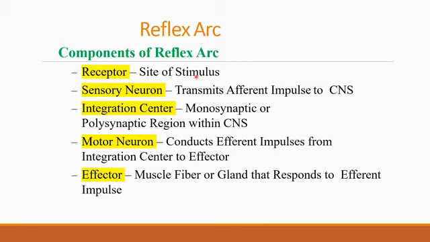That is, starting from the stimulus to the effect. Okay, so receptor, sensory or afferent neuron, integration center, and then motor or efferent neuron and effector organ.